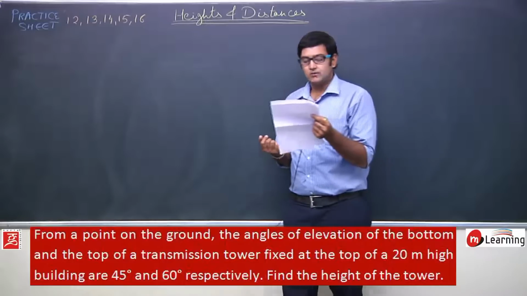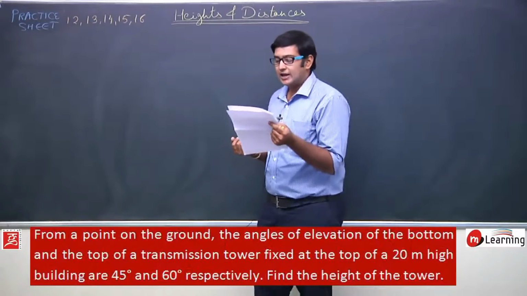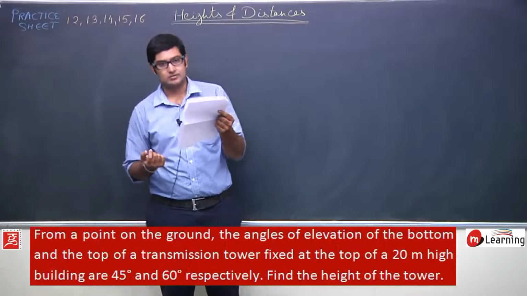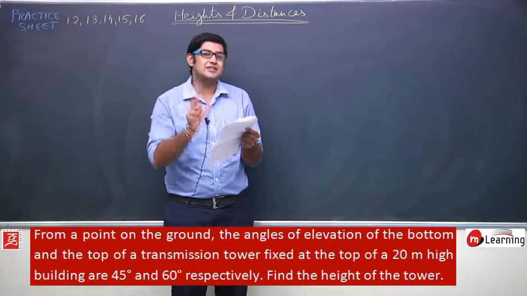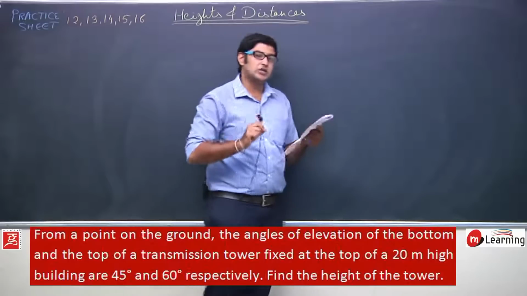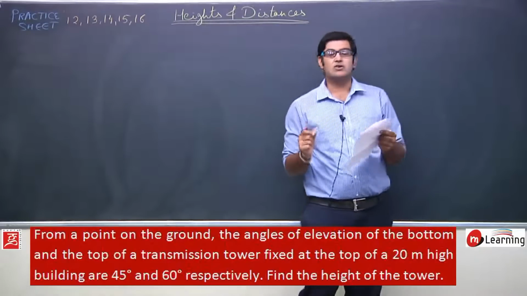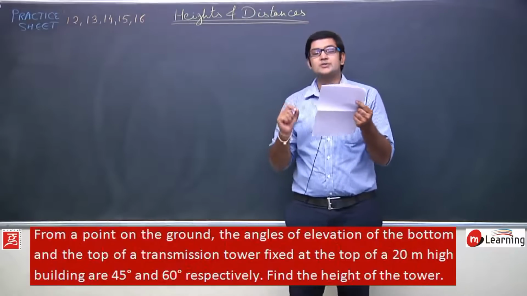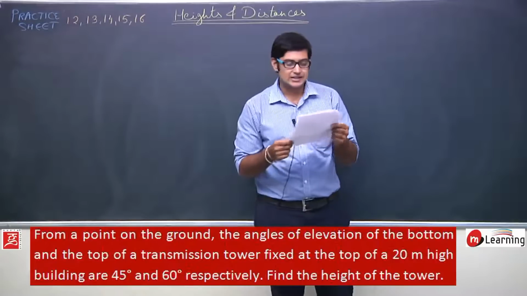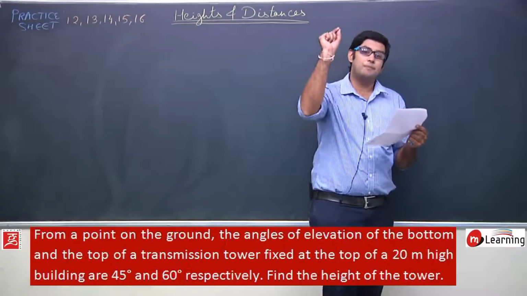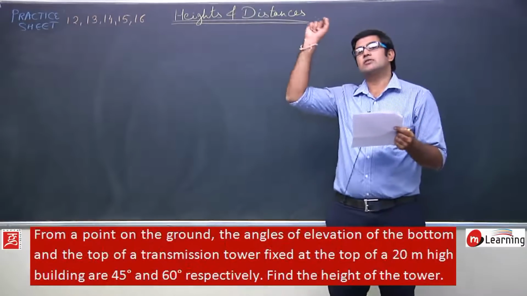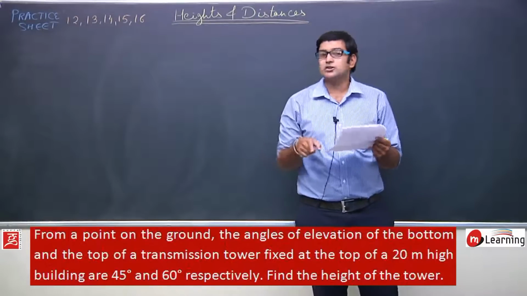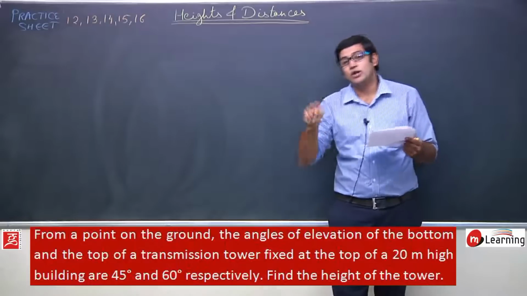Question number 12 says, from a point on the ground, the angle of elevation of the bottom and the top of a transmission tower. Just by reading this much, I am standing on the ground, and from that point I am observing a transmission tower, and it says the angle of elevation of the top. So definitely to observe the top of the transmission tower I need to move my head up, and it also says the angle of elevation of the bottom.